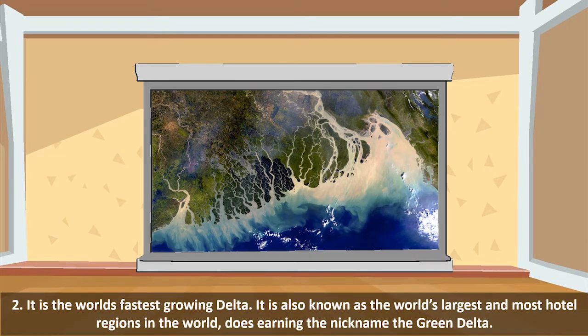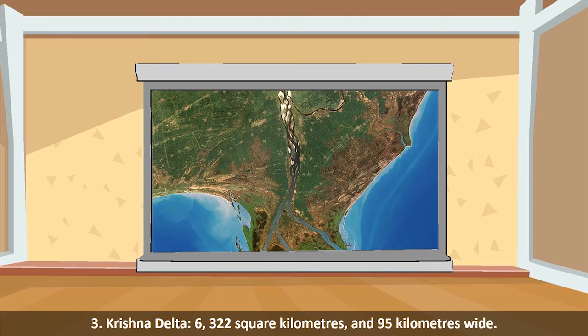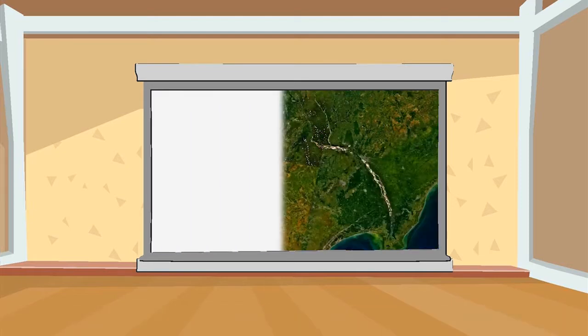The next example of delta is the Krishna Delta, which is 6,322 square kilometers and is 95 kilometers wide. The Godavari Delta is 9,000 square kilometers. This Godavari Delta is the second largest mangrove in the country.